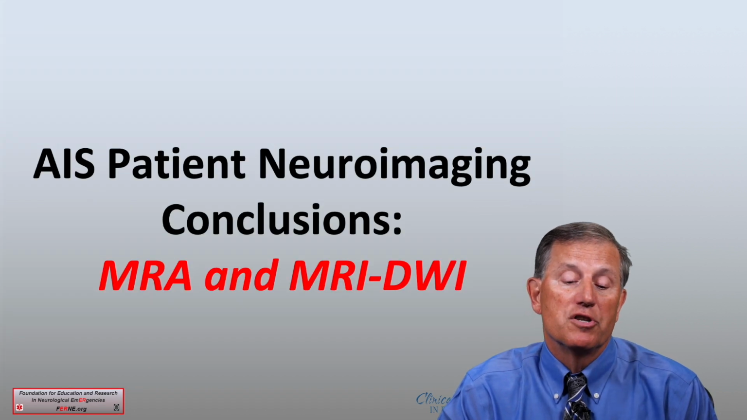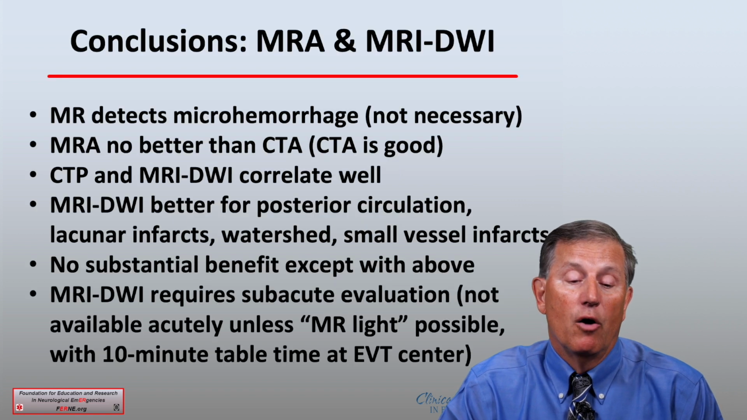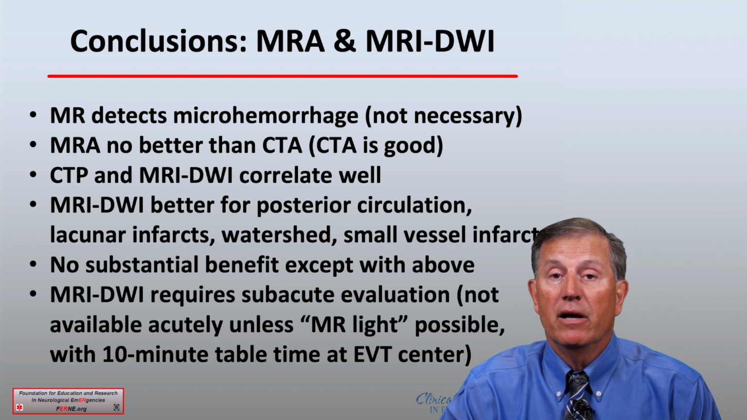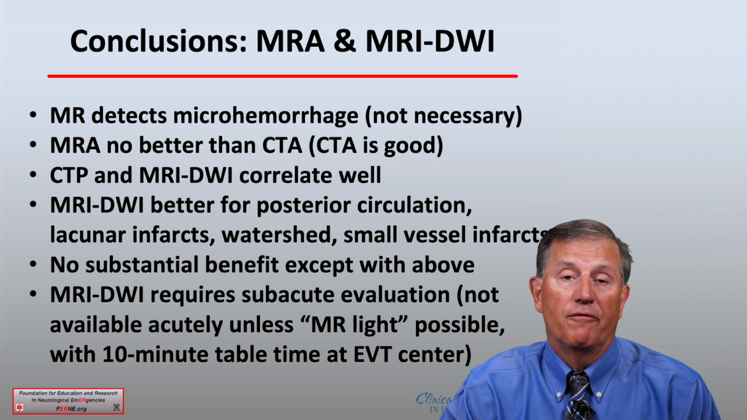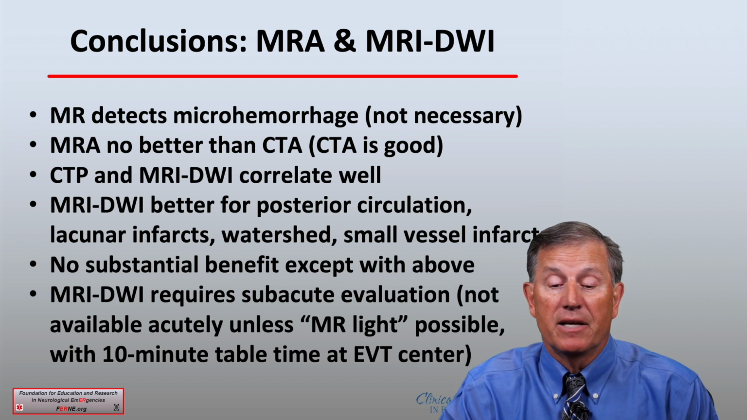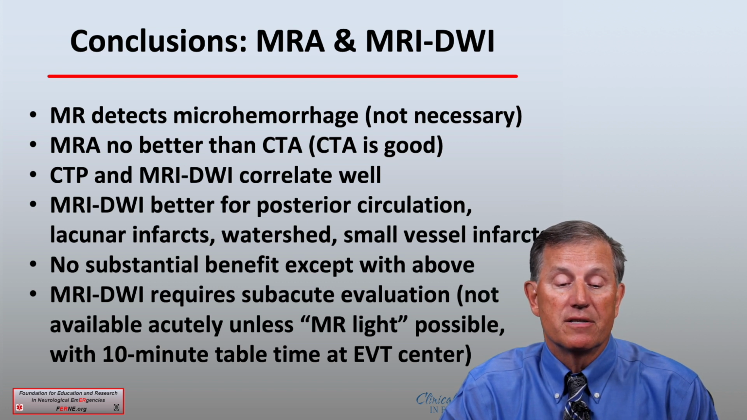What are our conclusions about MRA and MR DWI? We know that MR does detect microhemorrhage, but this isn't necessary. A non-contrast CT alone for detecting hemorrhage is okay. We know that MRA is no better than CTA because CTA is quite good at determining the site of a lesion in the craniovascular system.